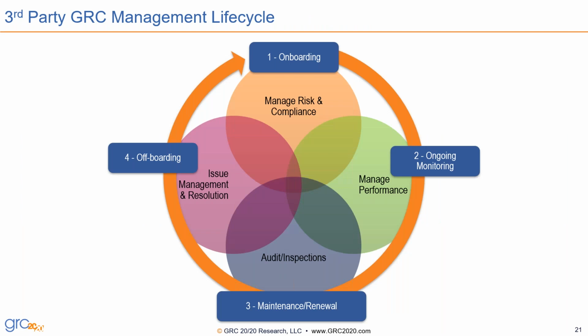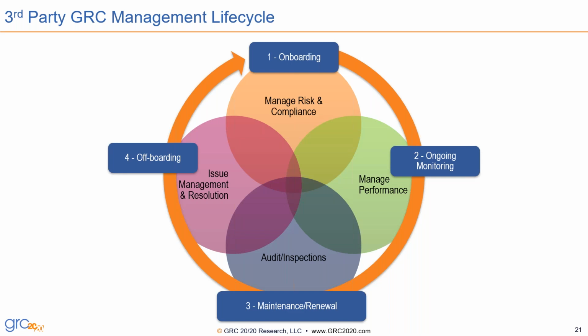But organizations need to be able to manage the entire third-party GRC management lifecycle from onboarding to offboarding. We have the onboarding process, where we bring a third party on and do our initial due diligence, then ongoing monitoring of the relationships, which also involves continuous and ongoing due diligence and checks against third-party databases like politically exposed persons, negative news, watch lists, sanctions, reputation lists, and things. Then maintenance and renewal of the relationship, and finally offboarding when we terminate the relationship, where most organizations completely fail because they don't have offboarding steps.